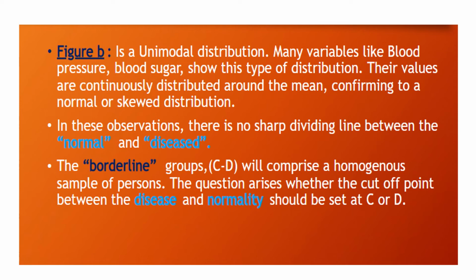In this observation, there is no sharp dividing line between the normal and diseased. So this borderline group, that is C to D, will comprise a homogeneous group of persons. The question arises whether the cutoff point between disease and normality is to be set at C or to be set at D.